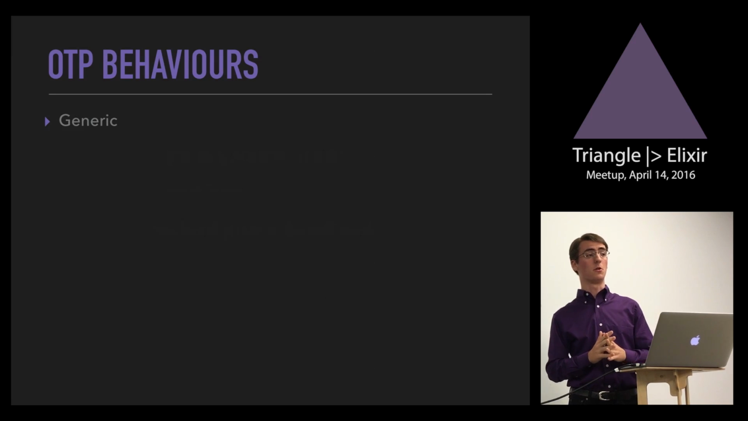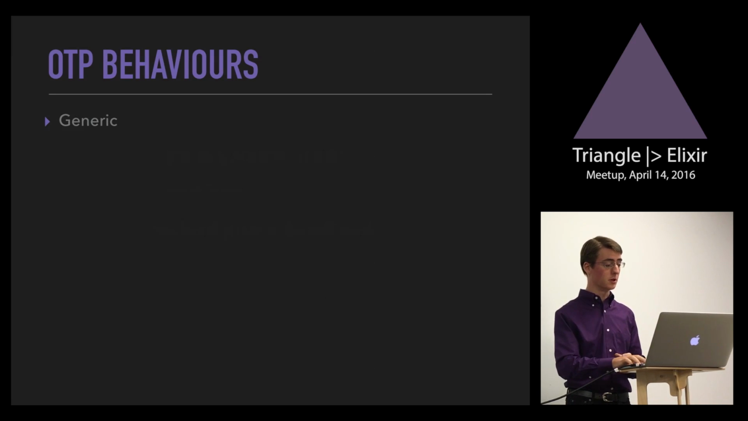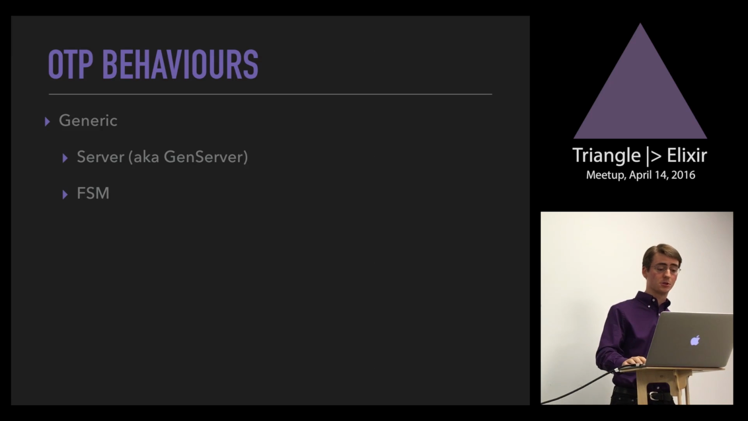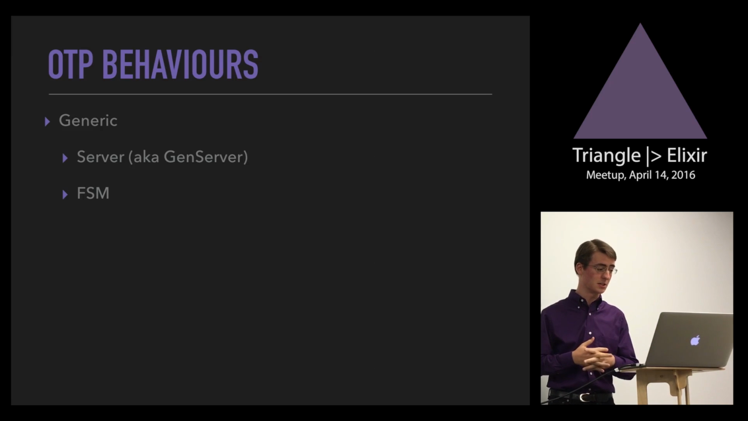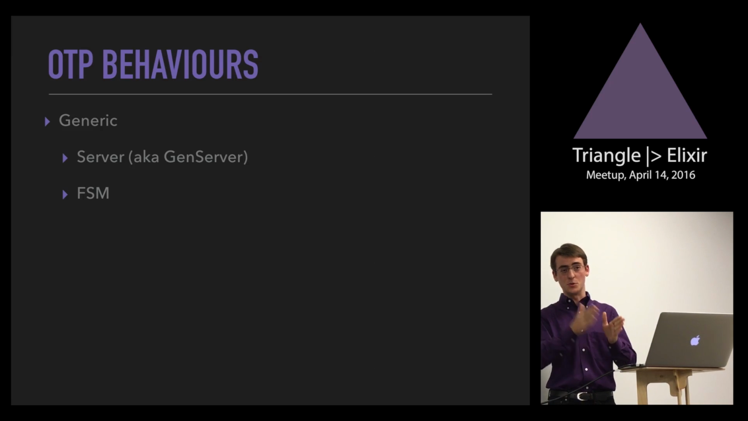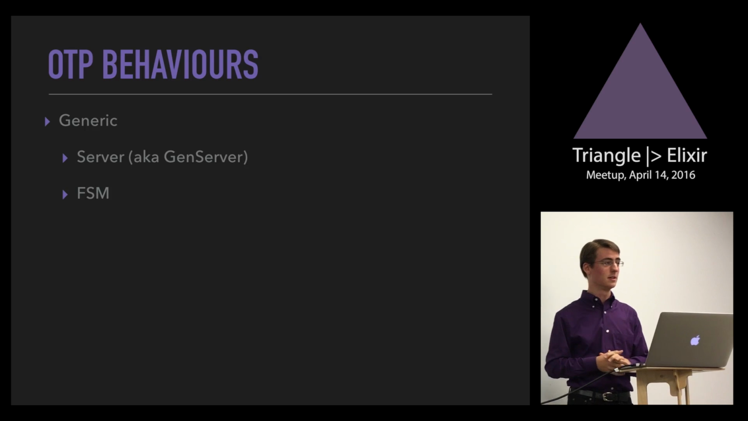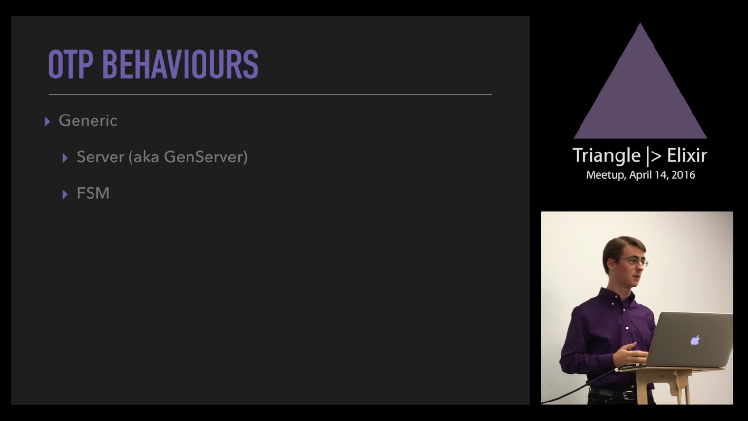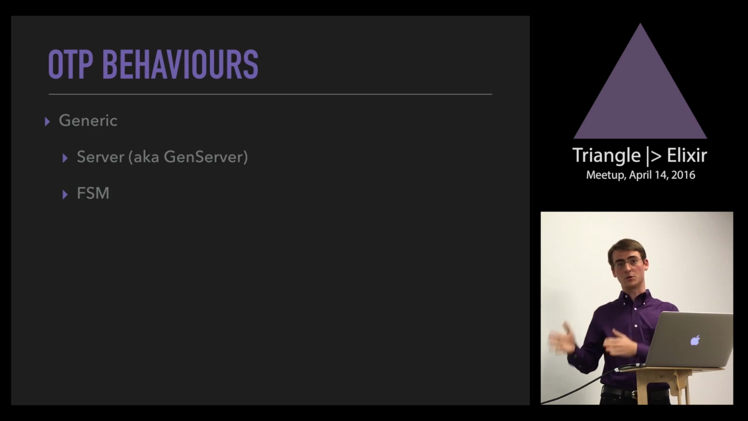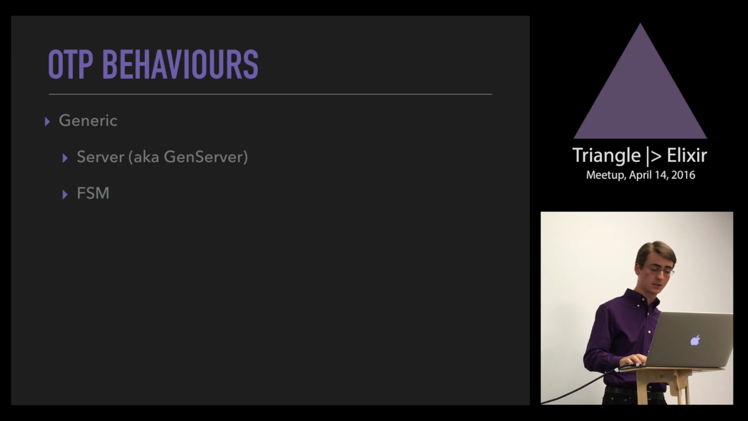So in OTP, there are a number of generic behaviors, including the infamous GenServer, but there's also a number of others. So FSM, finite state machines. If you didn't do a CS degree, that means managing states and transitions between them. Think of a vending machine. You don't want to accept payment before you've selected a drink, all of that sort of thing. It's managing that only certain actions can take place in certain states.